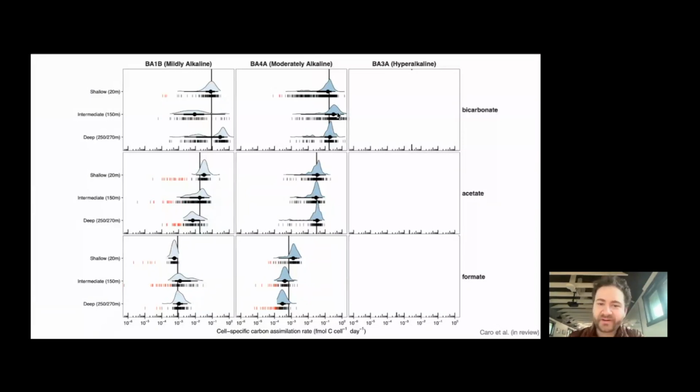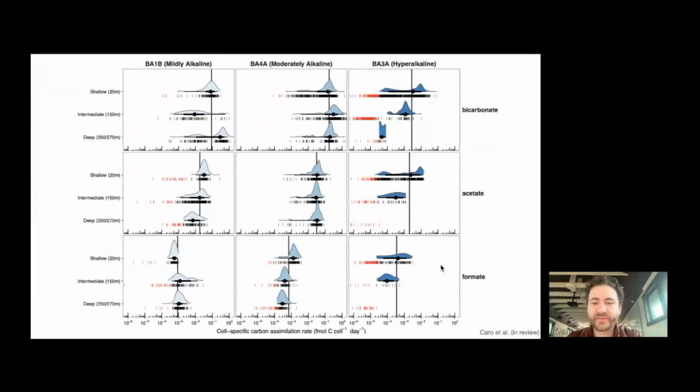Next, we're looking at the moderately alkaline wells, and here we see a similar pattern where bicarbonate is preferentially assimilated compared to acetate, which is preferentially assimilated compared to formate, with formate having the greatest abundance of inactive cells. And finally, with the hyperalkaline fluids, we also see a similar pattern with even at pH 10.5, bicarbonate is preferentially assimilated compared to acetate, compared to formate. But here we are starting to see a bit of a depth effect. So across the shallow, intermediate, and deep conditions, we're seeing this gradient of microbial activity where organisms in the deeper samples are much less abundant, but also much less active.